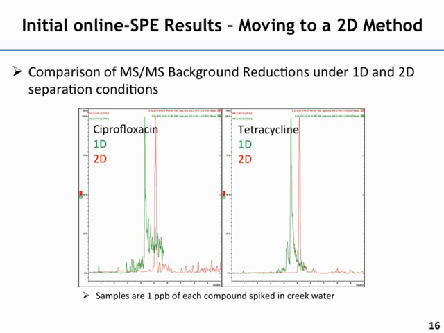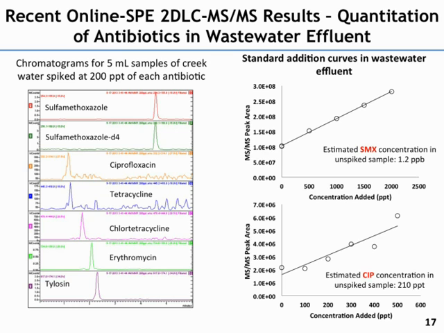You can see that there's just a lot less background signal, I guess, in these MS detection channels. So that's a benefit as well. This slide is similar to what I showed you before, but now in the 2D separation case. We have 200 parts per trillion spikes on the left in creek water again, following these 2D separations.